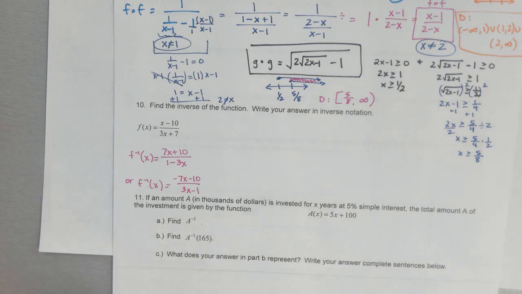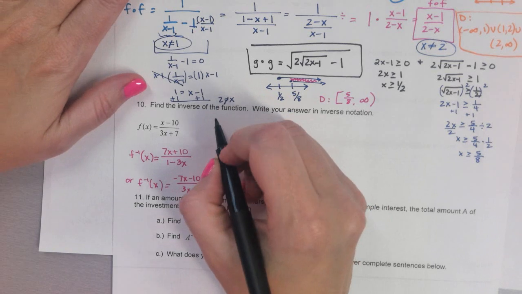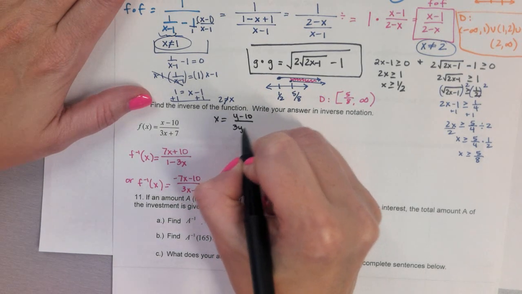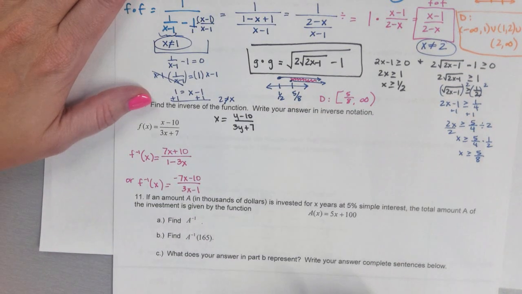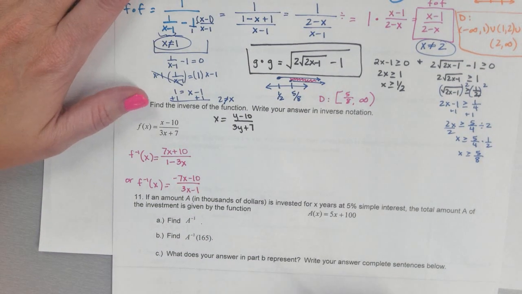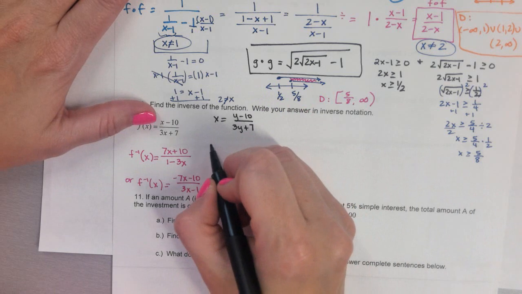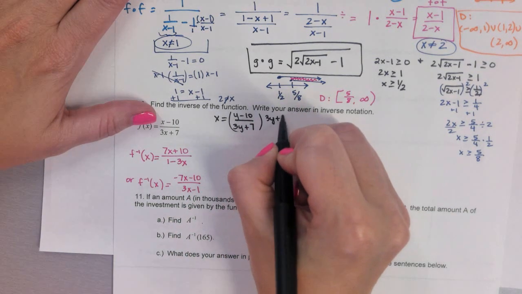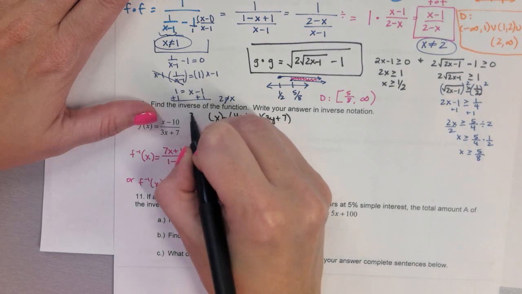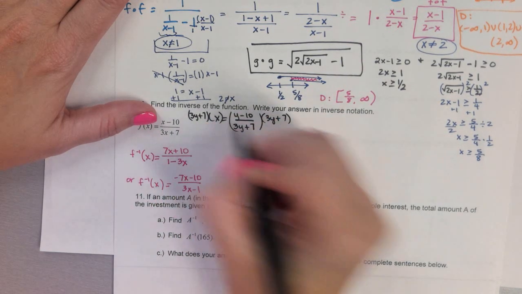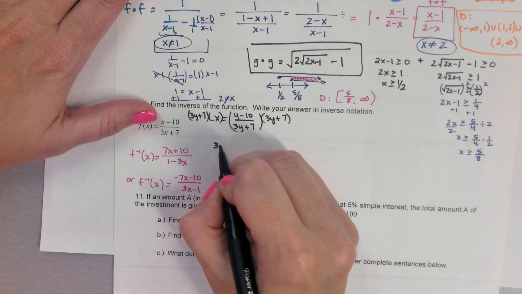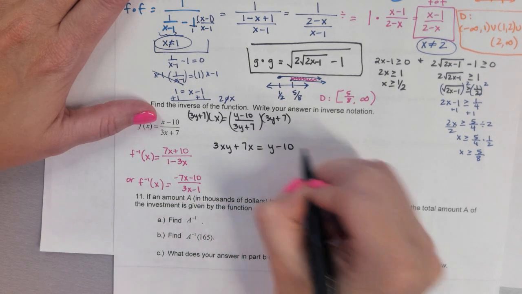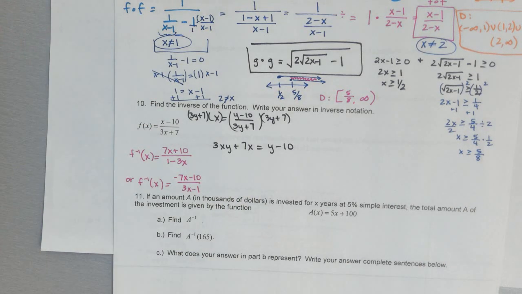Okay, so when you're finding the inverse, you switch the x and y. So x equals y minus 10 over 3y plus 7. What's always your first step? Multiply by the denominator, right? So if you multiply by the denominator, 3y plus 7, make sure that you distribute. So you have 3xy plus 7x. And then this is where I got questions yesterday.